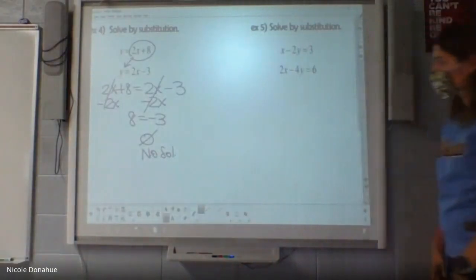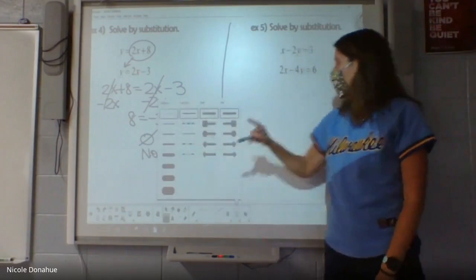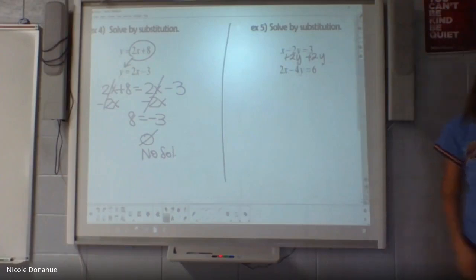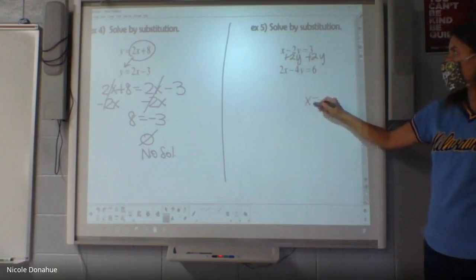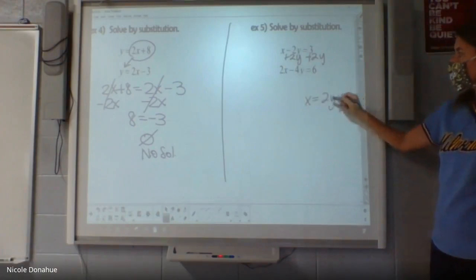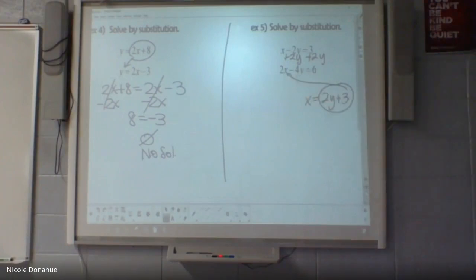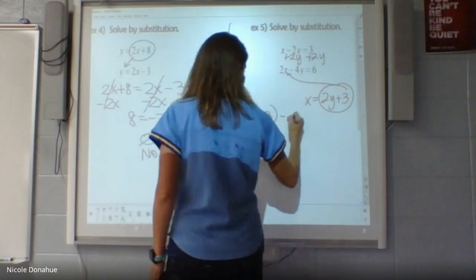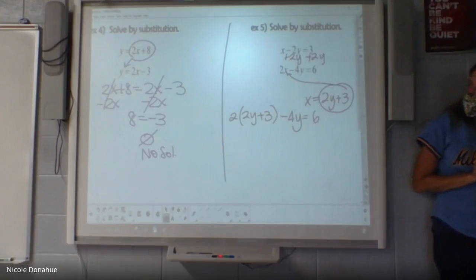All right, so this next one, which variable would you get alone? X. I would get the x alone in the top equation again, because it doesn't have that coefficient. Just makes it a little bit easier. So I get x equals 2y plus 3. So that is going to go in place of x in the other equation.